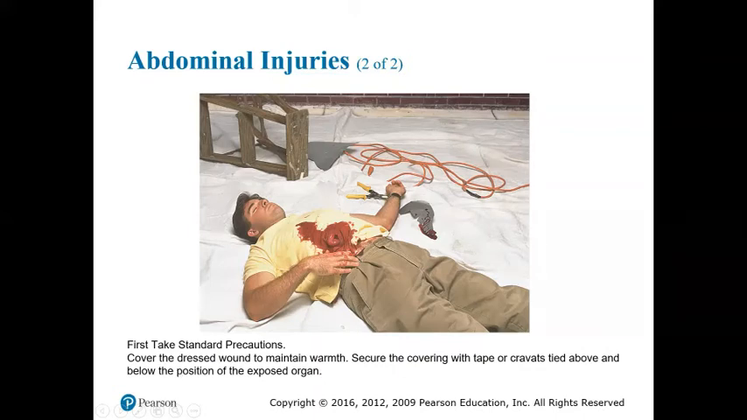First, take standard precautions. Cover and dress the wound to maintain warmth. Secure the covering with tape or cravats tied above and below the position of the exposed organ. So we're not going to shove our organs back in. Okay, we want to keep them warm. Get them covered up with some sterile dressings.